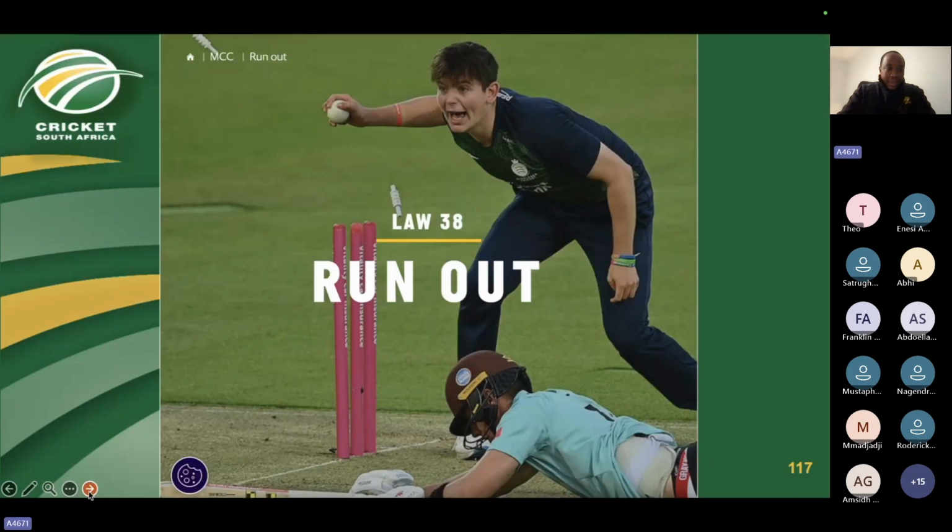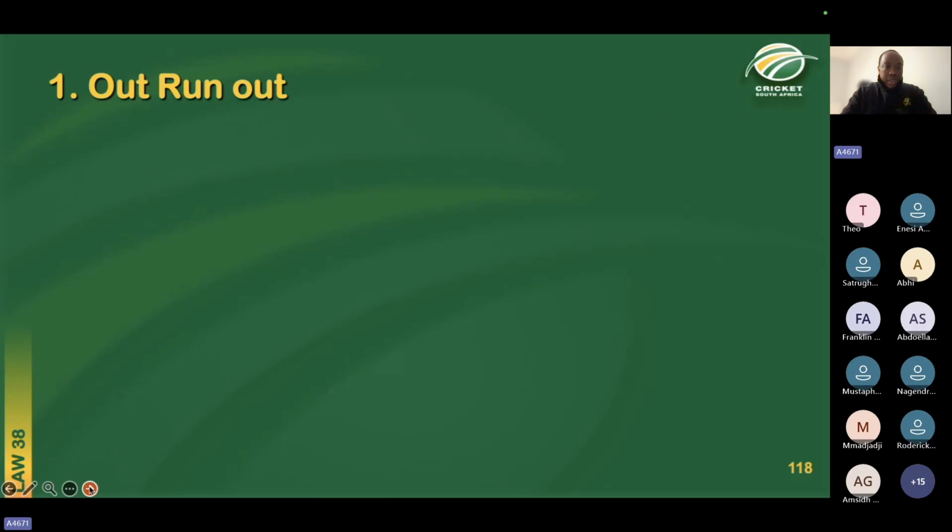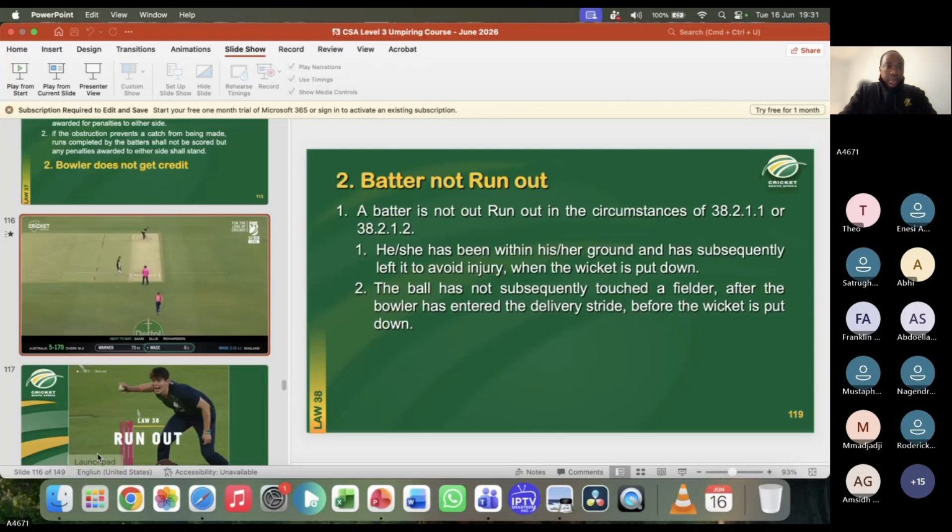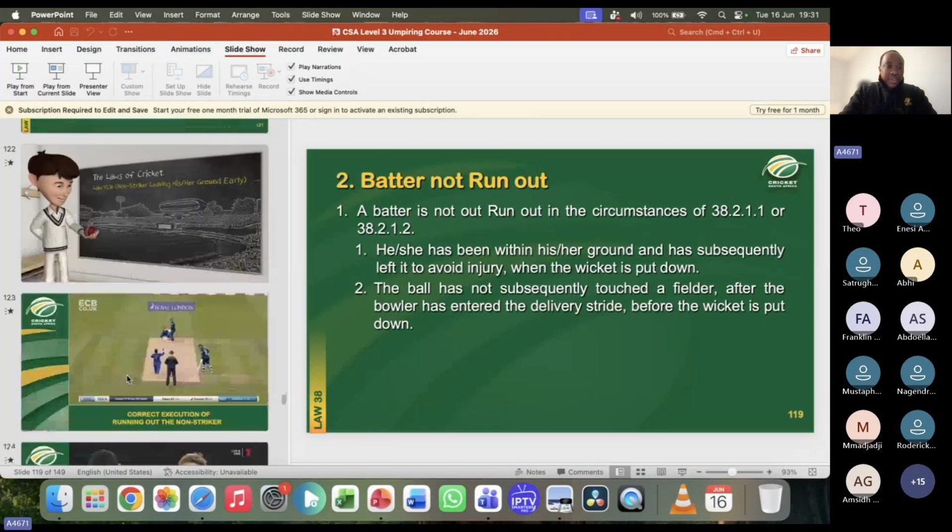Just out of interest, in that particular scenario, Matthew Wade was not given out. Why? Because England decided not to appeal. So a bit of sportsmanship shown by the captain of England, although there was very little sportsmanship shown by Matthew Wade in that scenario. Correct answer for quiz question 37. That was definitely out. Caught, out obstructing the field.